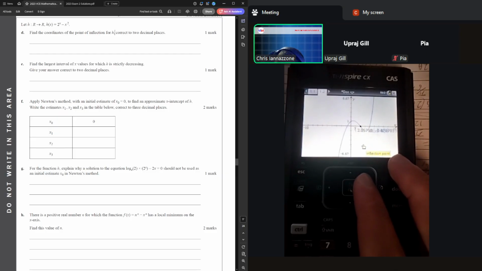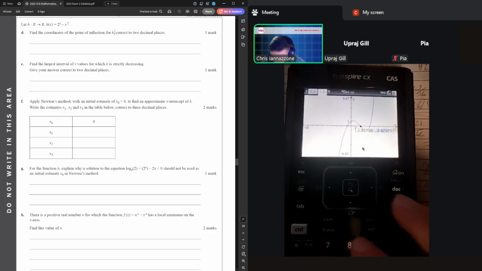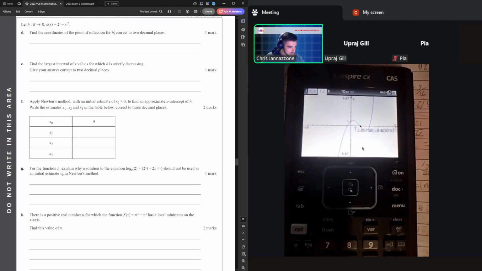Huh, I typoed it. Nice. Yay me. Yeah, you're right. 2.06. Cool. Let me fix my answers. I'll write a note for that. 2.06 for 3D. My apologies.